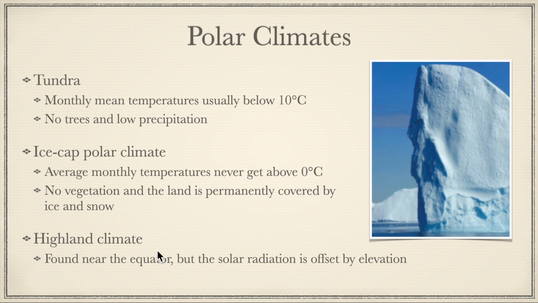And then we also have these highland climates. These are found near the equator. They're a lot like the tundra or the polar ice cap climates, but these are closer to the equator, and the solar radiation is offset by elevation. These are high enough elevations that even though there's solar radiation there, the elevation causes it to be a lot colder. So we end up with glaciers and things like that near the equator.